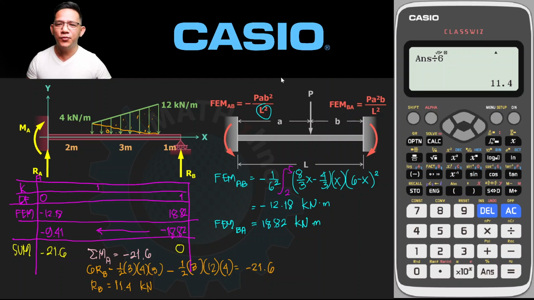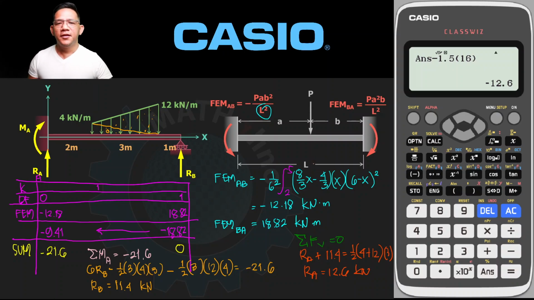How about the RA? Of course, we are going to use summation of forces in the vertical direction. Summation of forces in the vertical direction is equal to 0. We can now solve for the value of RA. That will be RA plus RB, which is equal to 11.4, is equal to the area of the trapezoid. 1/2 4 plus 12 times 3. And this is our answer. Okay? Calculator again. 11.4 minus 1.5 times 16. Of course, we are going to take the positive value. 12.6. 12.6 kilonewton, and this is our answer.